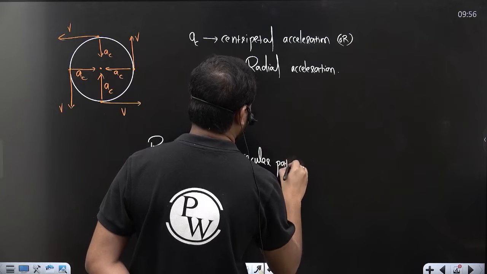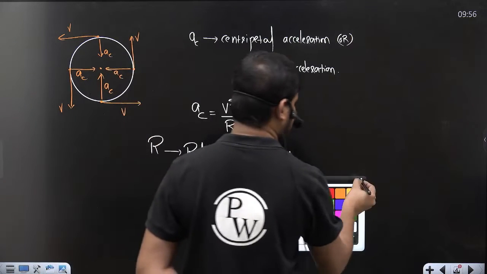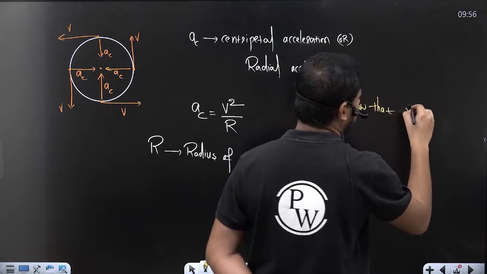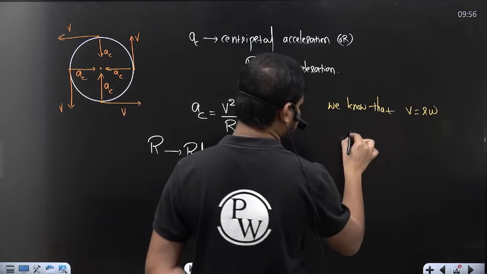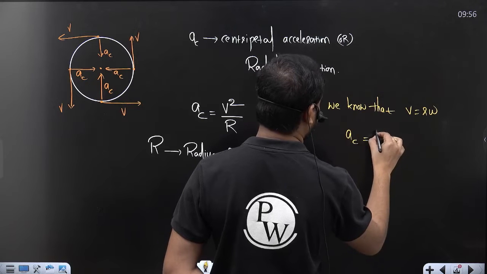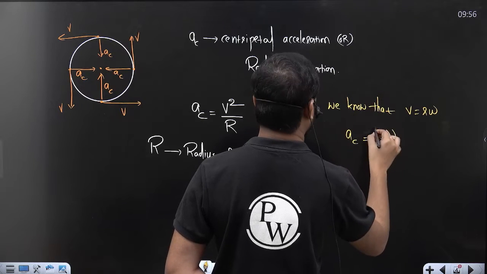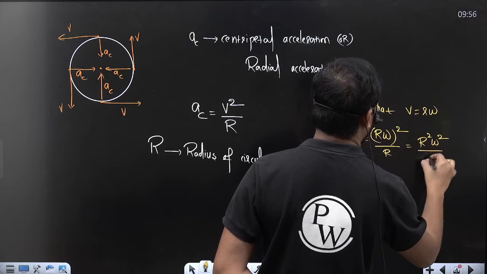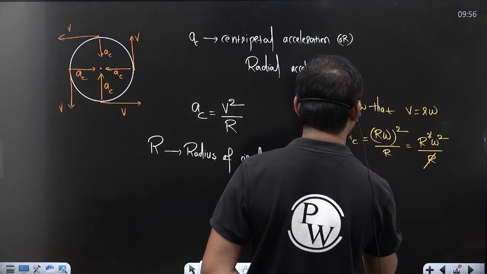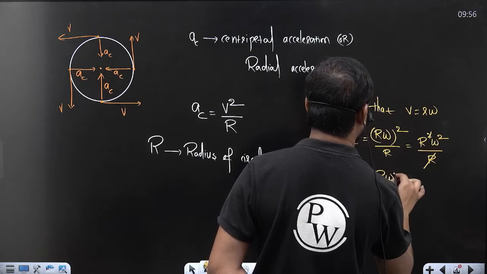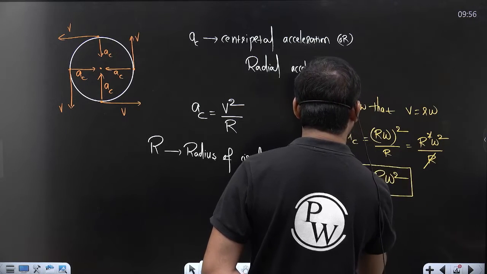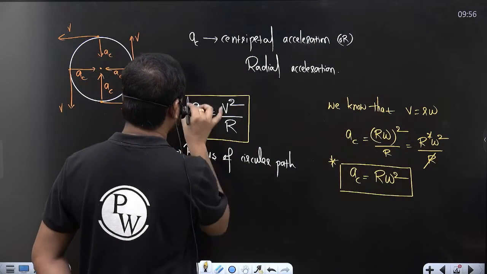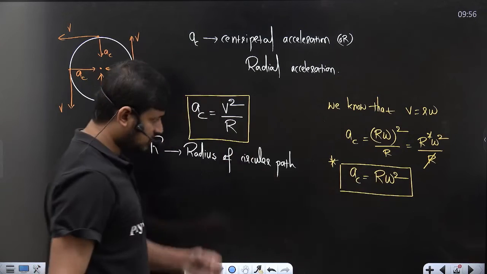Right. So now we know that V is equals to R omega. Here I am just writing the different forms of this. So in place of V I am substituting R omega. So R omega whole square by R, which is nothing but R square omega square by R, which is nothing but AC is equals to R omega square. AC is equals to R omega square is the centripetal acceleration. And this is also one formula, in terms of R and omega.